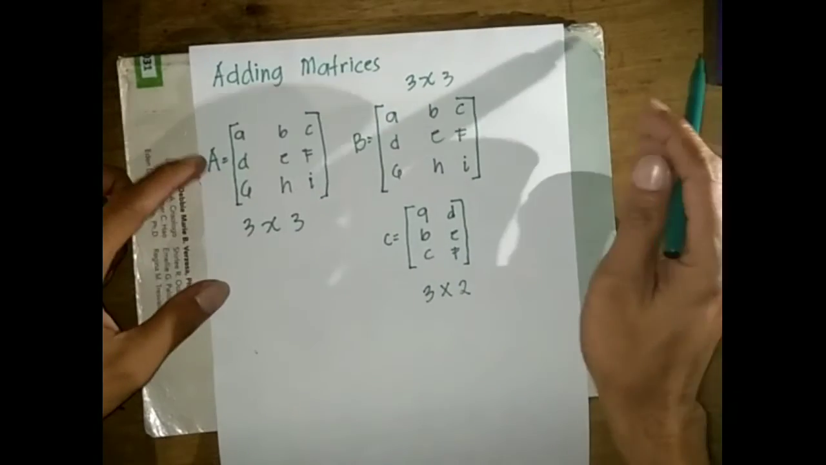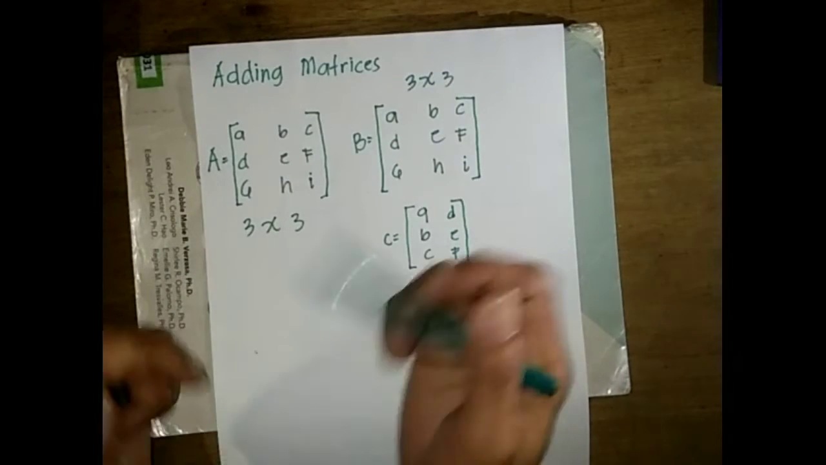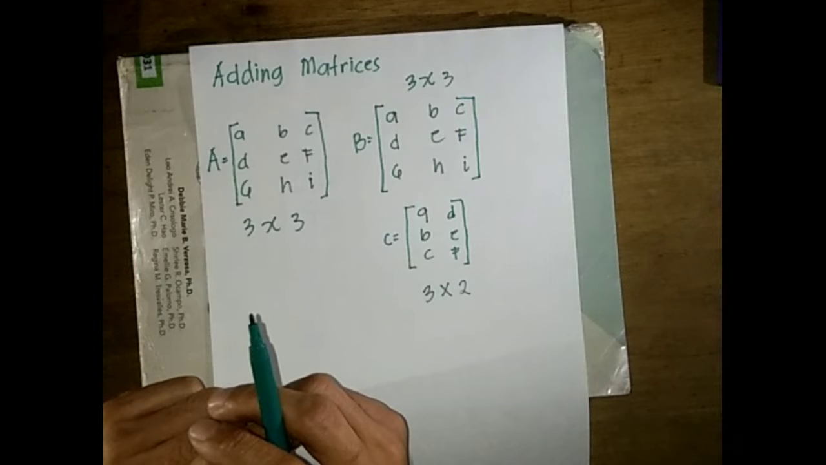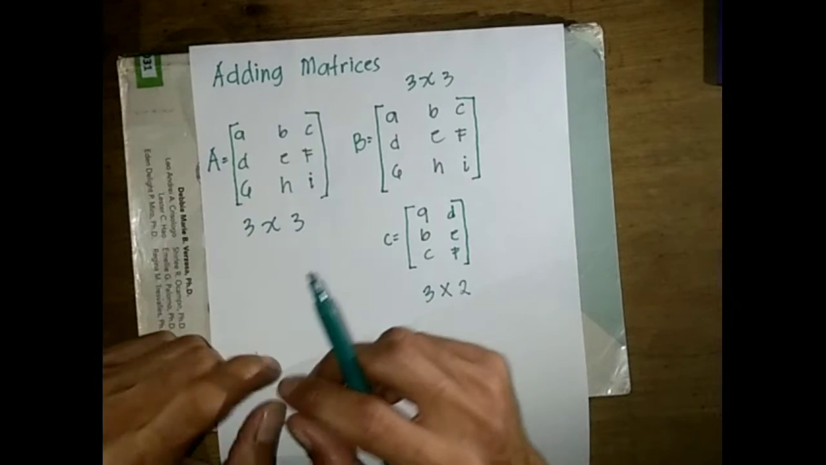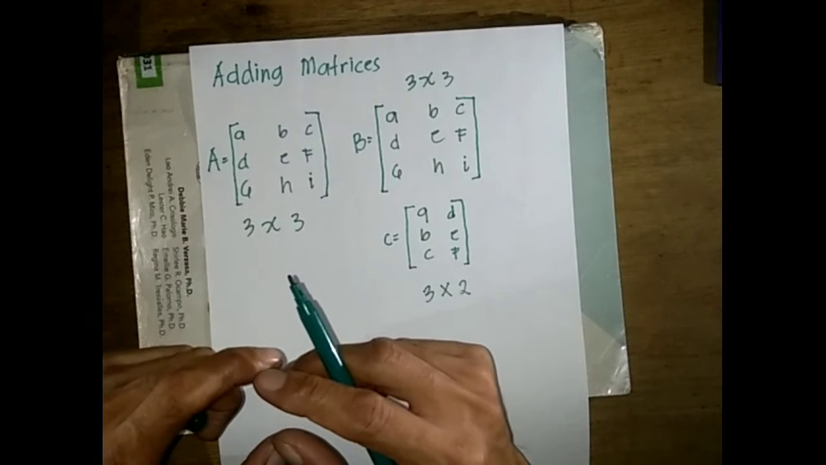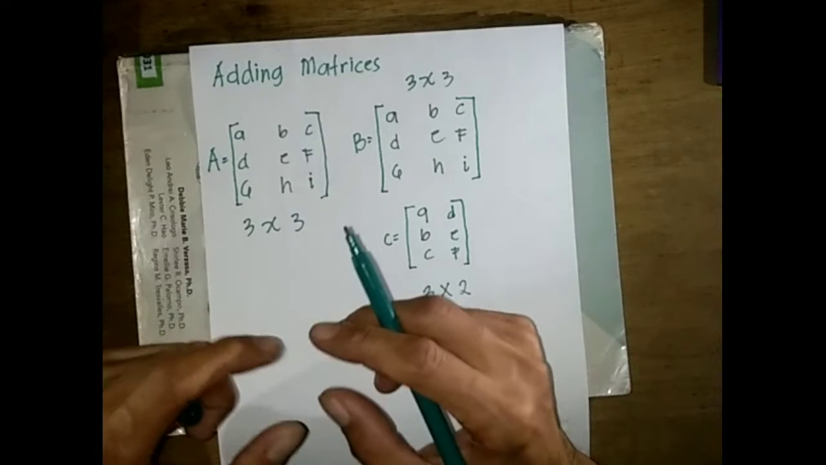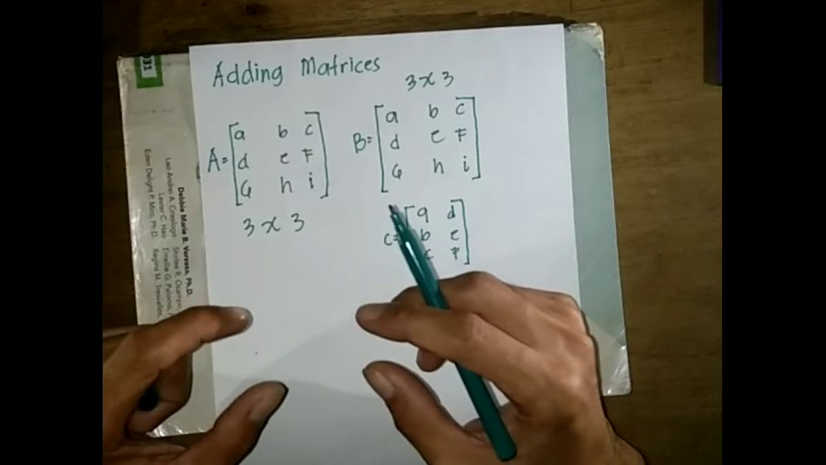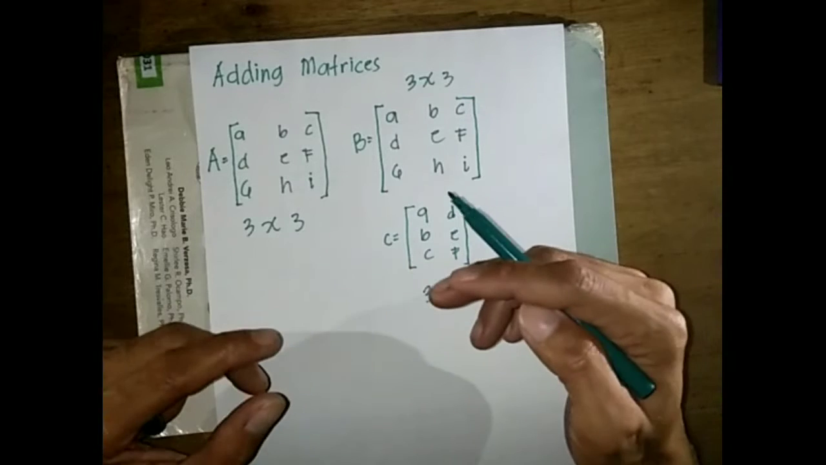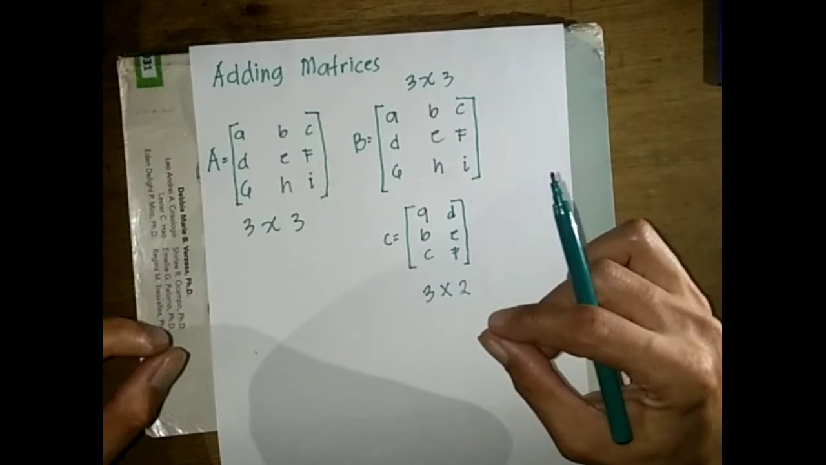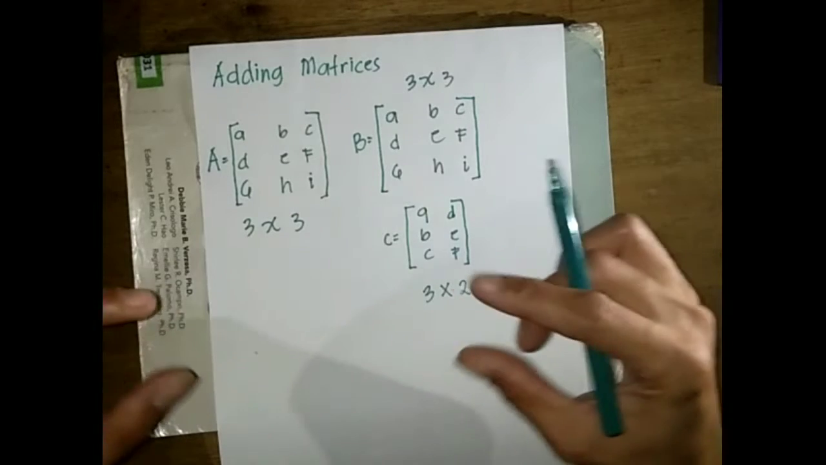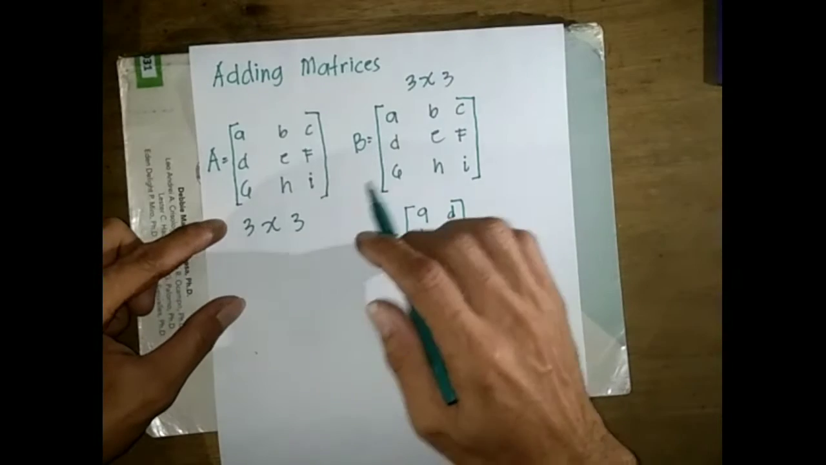In this video, we will talk on how to add matrices. So, one thing to consider in adding matrices is their size, because we are not allowed to add matrices if their sizes are dissimilar. So, dapat same lang yung sizes ng ating matrices.